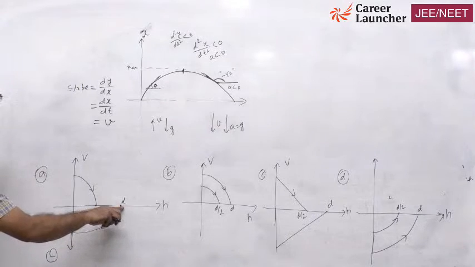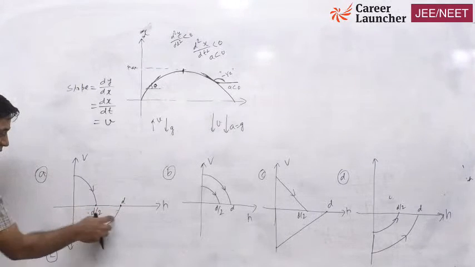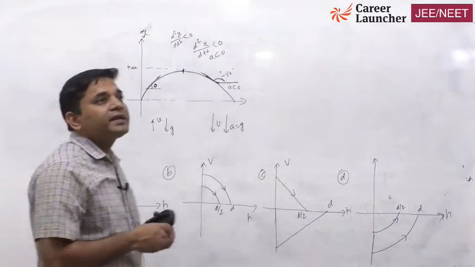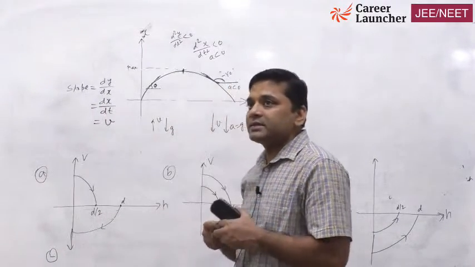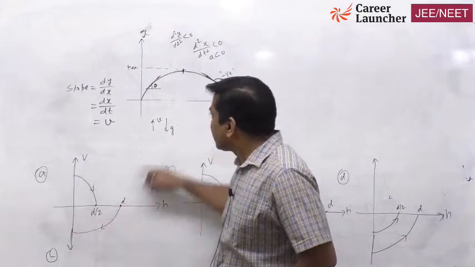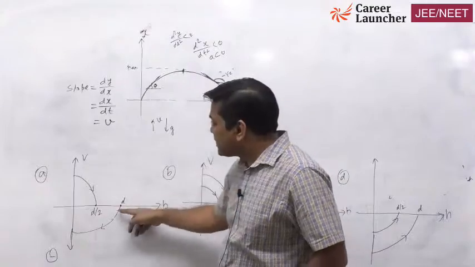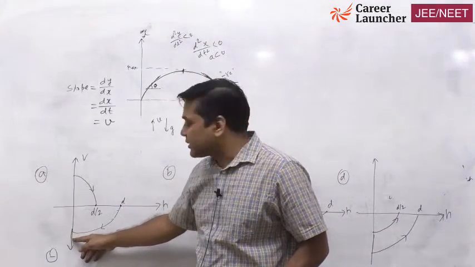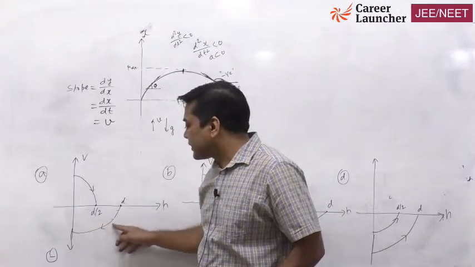So d is here, v at any point is negative, and gravity is also downward. So velocity and gravity in this case are in the same direction. So this curve looks like this, just in the opposite direction because it is drawn in the negative direction. You can think of it this way.